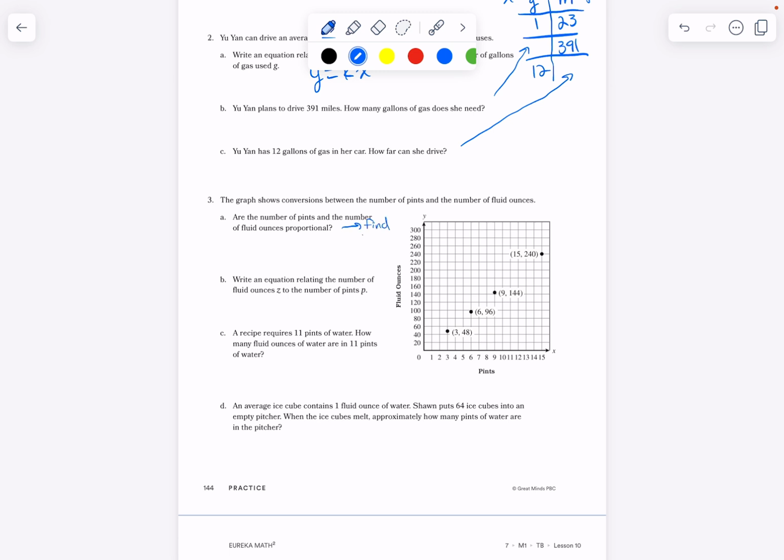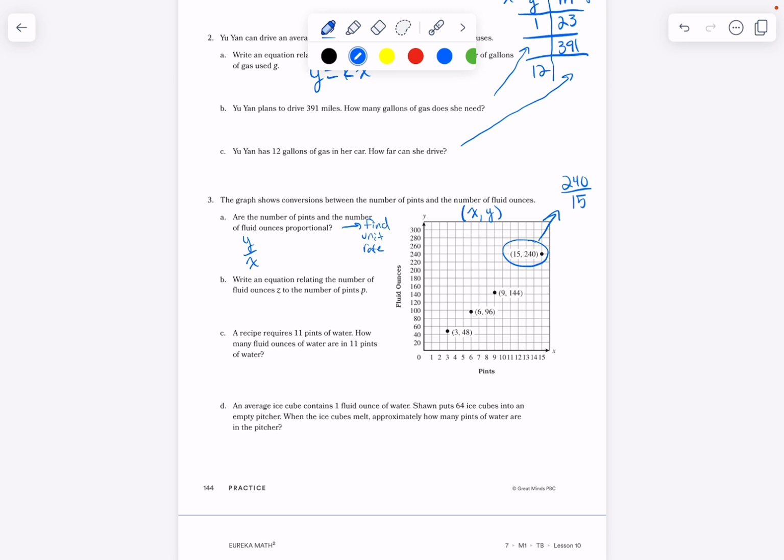You always need to find unit rate to determine if something is proportional. Use the points. So again, it's just going to be that y divided by x. And don't forget, the coordinates always go the x coordinate first, then the y coordinate. So for example, to see what the unit rate is at this point, all you do is 240 divided by 15. And you need to do that for every single point. And if you get the same unit rate, then you'll know that this graph is proportional.